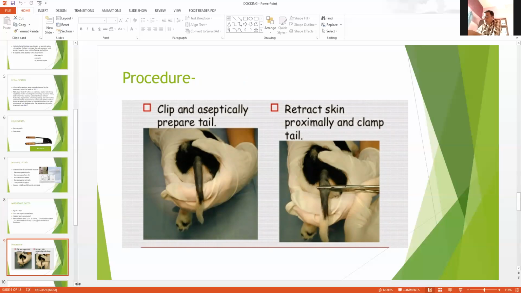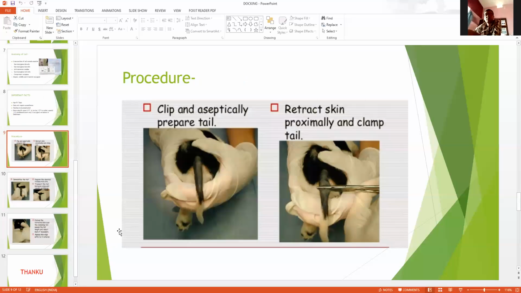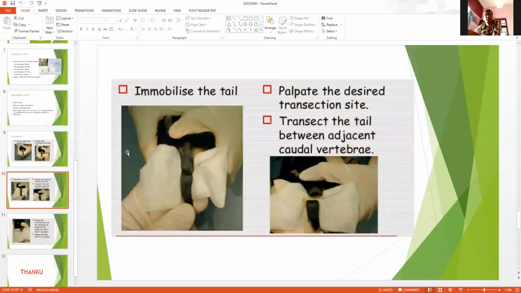And for the surgical procedure, clip this area aseptically, retract the skin proximally, and clamp the tail. Just clamp the tail and then you go for this job. Immobilize the tail. You will already perform this surgery under general anesthesia. Palpate the desired transection site, and transect the tail between adjacent caudal vertebrae. You have to put this incision in between these caudal vertebrae. Then only it will be good for removal. Otherwise, if you cut through the vertebrae, then there are complications.